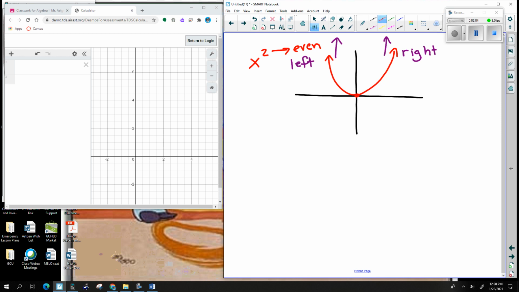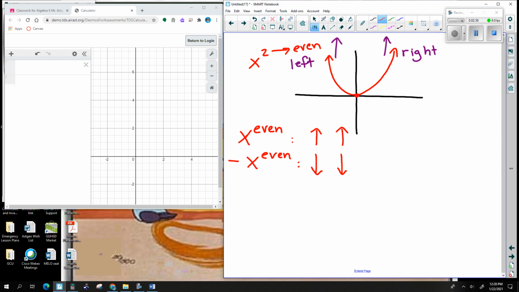So if I have an x, and this is the biggest exponent, and it's an even number, the end behavior is going to be up, up. If it's a negative even, then it's going to be down, down. Whatever happens in between is up to the picture itself, but it's either going to be up, up, or down, down.